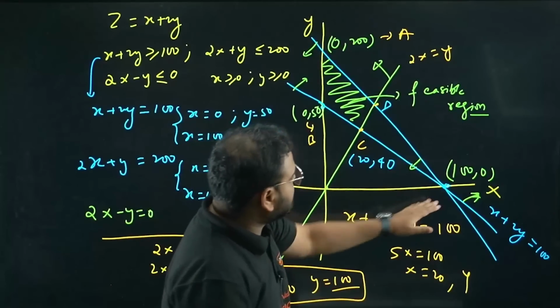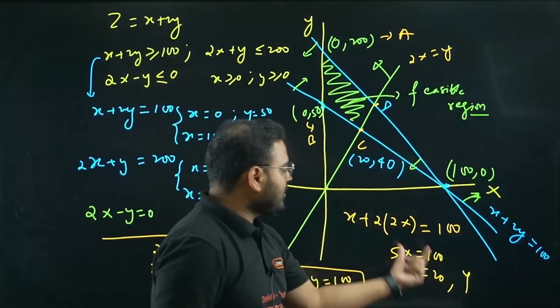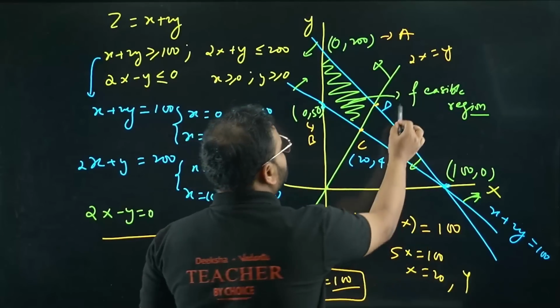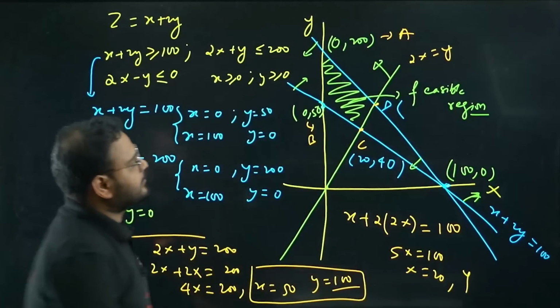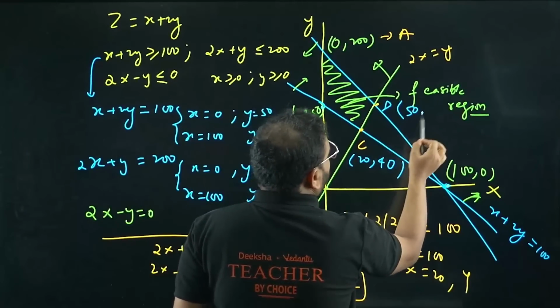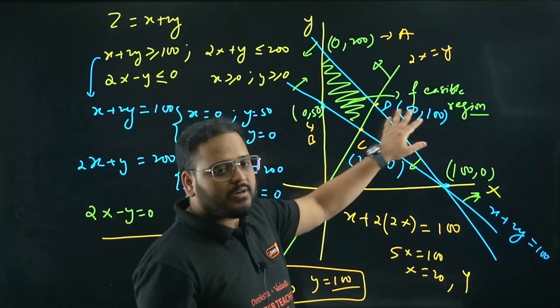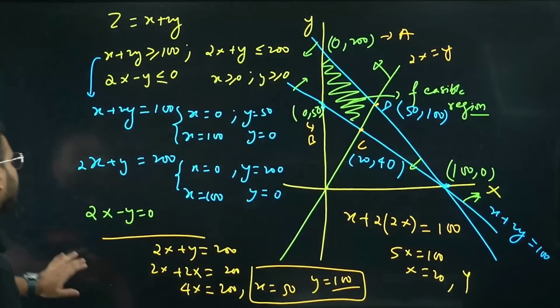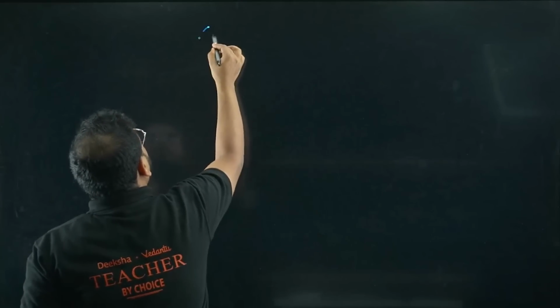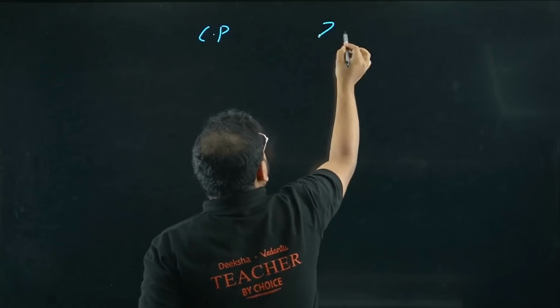So for this line, this is the point. 20, 40 is for this point. And for this point, what is the point over here? 50, 100. Just one mistake. I just took this point over here, change it. 20, 40 and 50, 100. Write the coordinate points here. The coordinate points and the objective function.